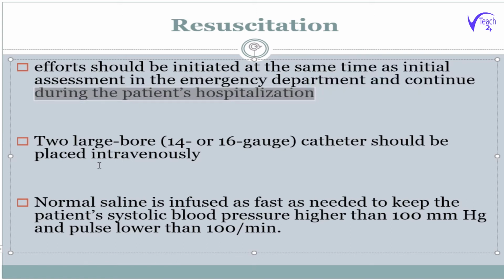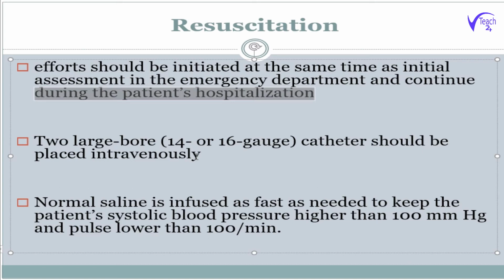Two large bore cannulas should be inserted, either 14 gauge or 16 gauge IV cannulas. There should be two IV lines, and normal saline is infused as fast as needed to keep the patient's systolic pressure higher than 100 millimeters of mercury and a pulse lower than 100. But mind, we are infusing the normal saline, not for every patient presenting in the emergency with a history of GI bleeding.